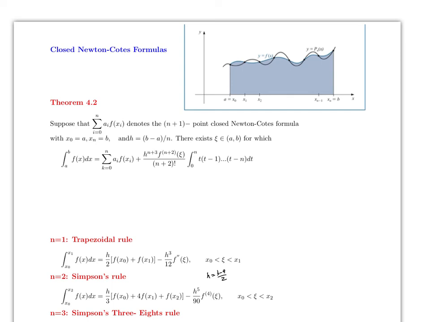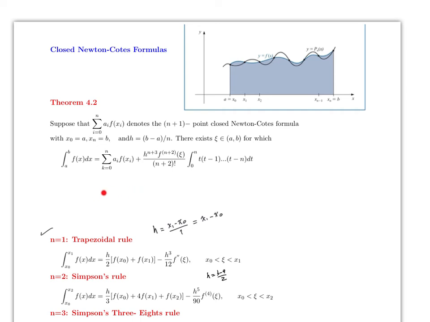Then there exists a c between a and b, which will be somewhere in here, for which the integral will be approximated by this, which we already did for n equals 1 and n equals 2, and this will be the error term. Again, we already looked at this method, the trapezoidal rule. Remember here n equals 1, and the value for h was just x1 minus x0 divided by 1, so therefore it's just x1 minus x0.